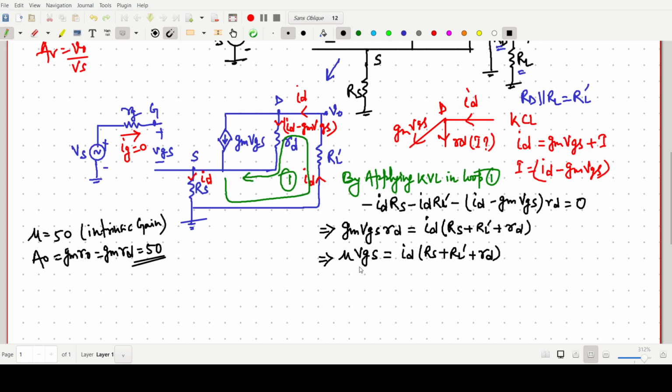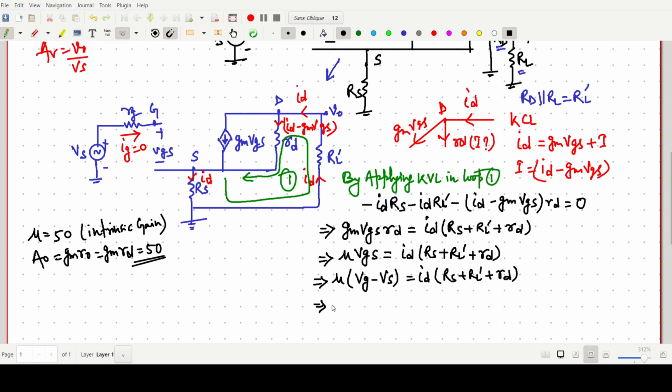Okay, now we have to put the value of VGS. What is VGS? One can write this as the gate voltage minus the source voltage, equal to ID times RS plus RL dash plus RD.